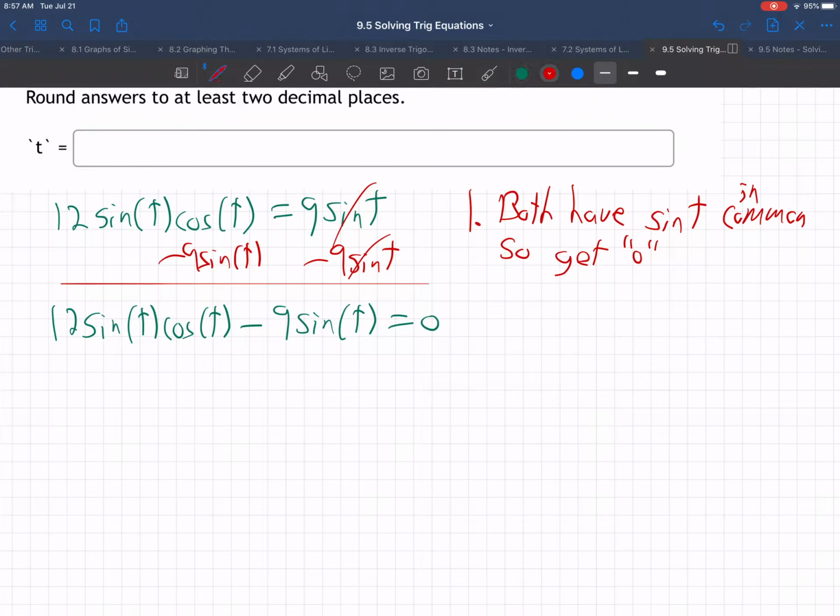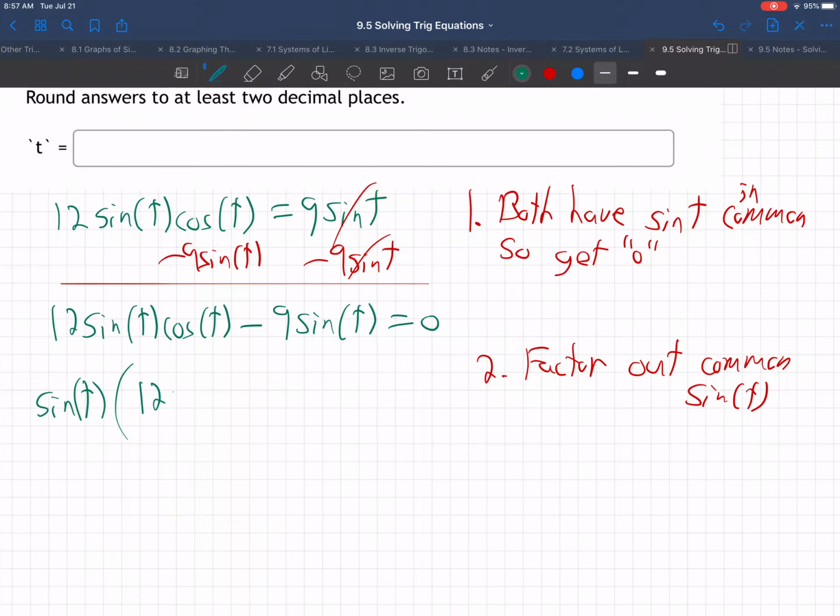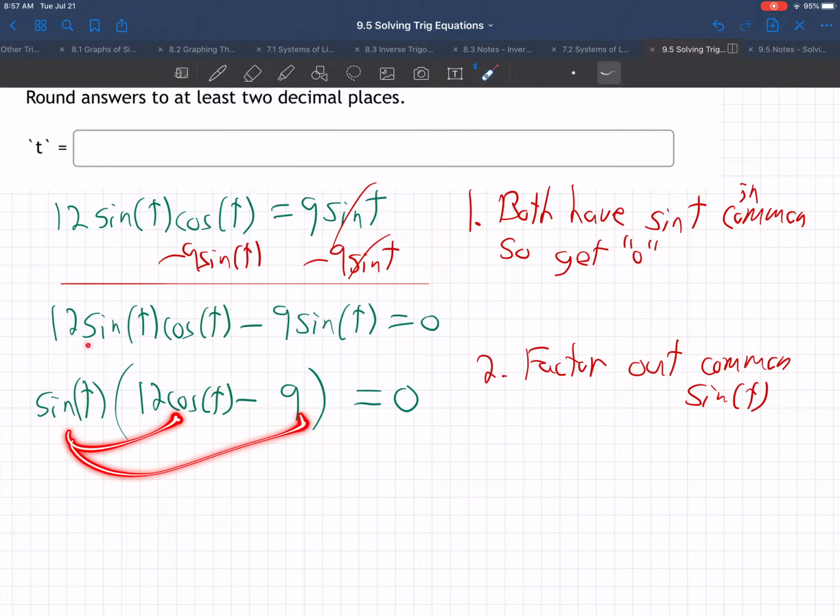Next step, step 2. Factor out the common sine of t. So take out sine of t. Parentheses, this will leave 12 cos t minus 9. Do you understand that factoring there, right? It's because this multiplied there, it would go back to that and that, wouldn't it?